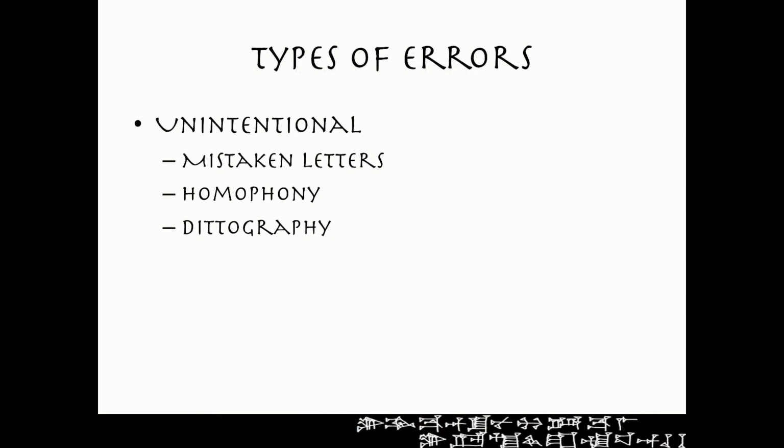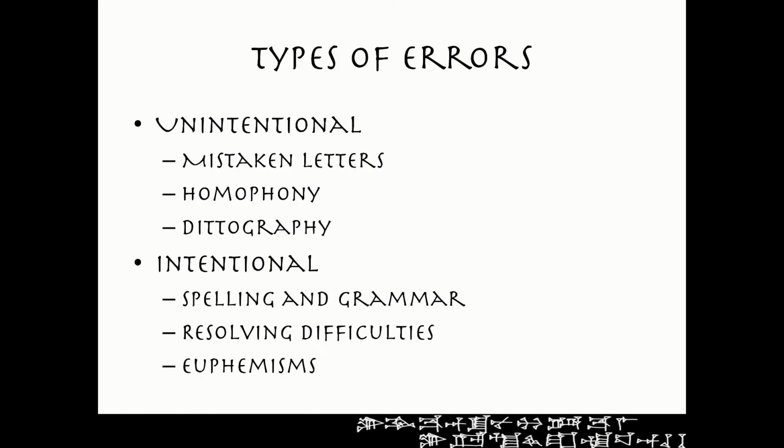Now, the types of errors, if you recall, this isn't going to review all of them, but there are unintentional and intentional errors. So examples of unintentional errors would be mistaken letters, homophony, things that sound the same but are actually different, and dittography, doubling something in the writing. These are all unintentional mistakes. Intentional errors are those where the scribe intentionally updates things like spelling and grammar, or resolves difficulties in the text, or changes things that are considered inappropriate in the text to euphemisms.